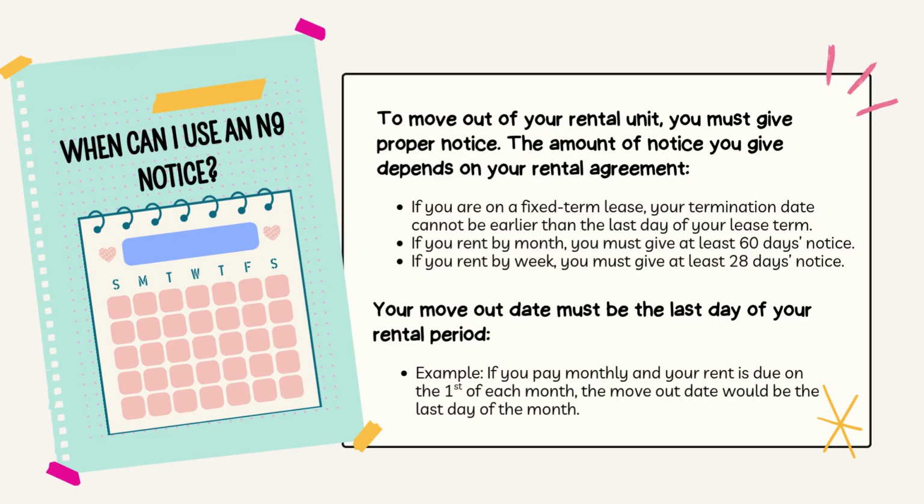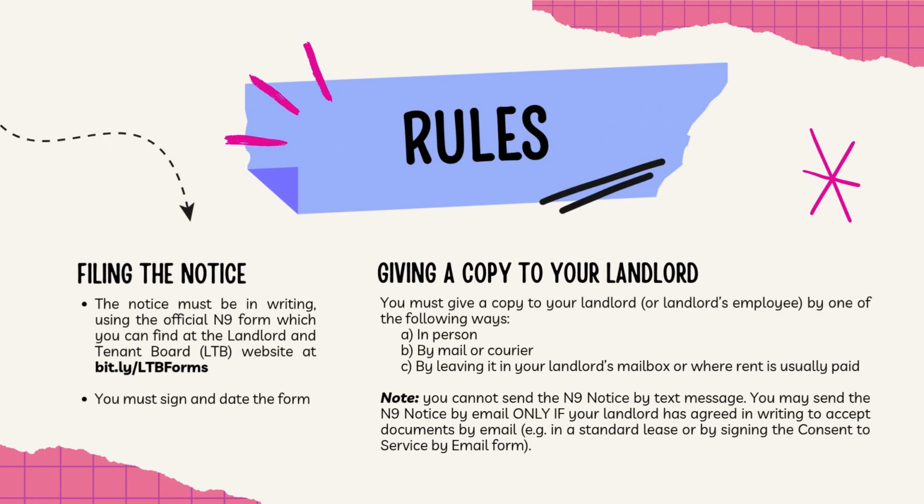Further, your move-out date or termination date must also be the last day of your rental period. For example, if you pay monthly and your rent is due on the 1st of each month, the move-out date would be the last day of the month. The N9 notice must be in writing using the official N9 form, which you can find at the Landlord and Tenant Board's website at bit.ly/LTBforms. Remember, it is important to sign and date the form.